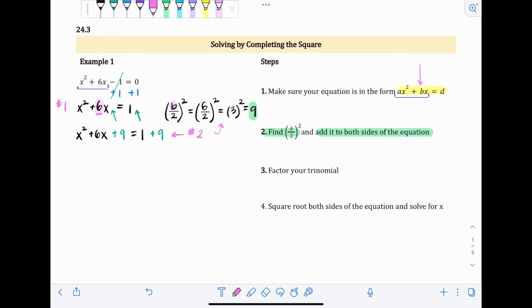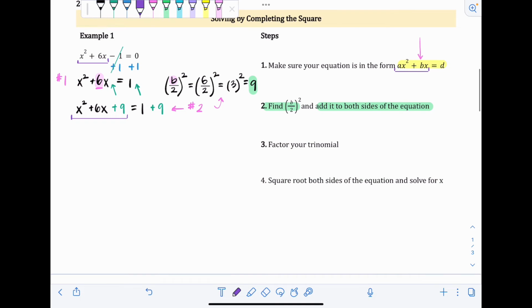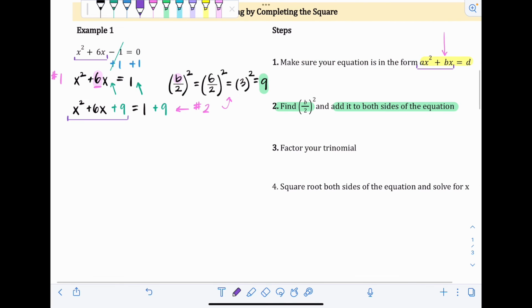Okay, and then now step 3 says factor your trinomial. So the trinomial is referring to these 3 terms right there. You can factor it, and it always factors with the same kind of pattern for a completing the square problem. So it's kind of cool. I'm going to factor it the longer way first, and then I'm going to show you the shortcut. So just watch first, and then you'll write it the second time through.